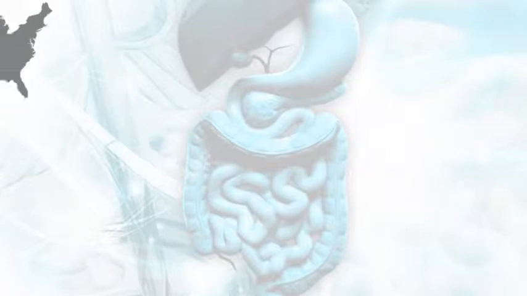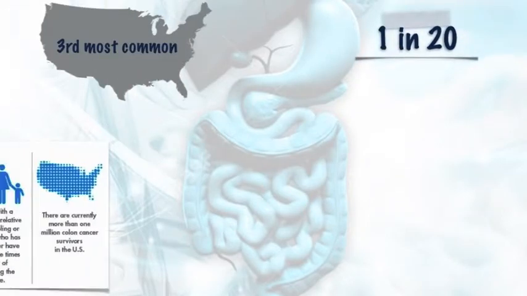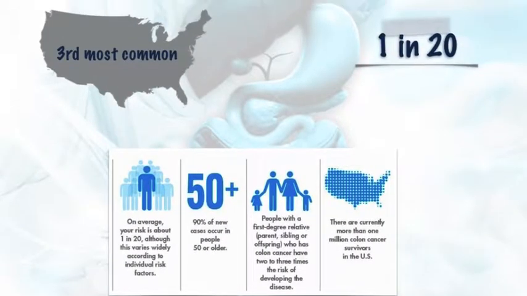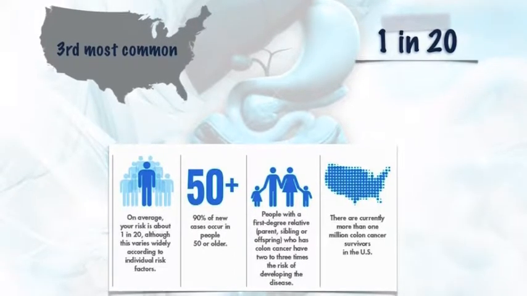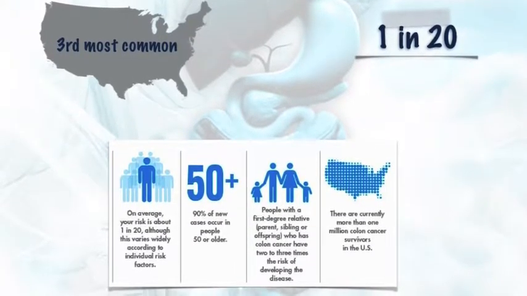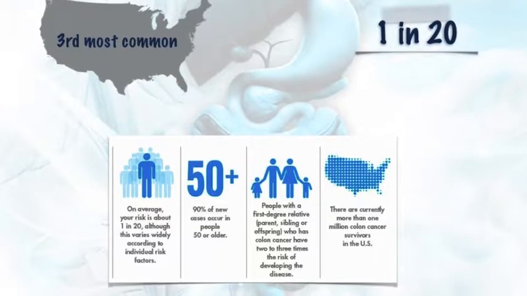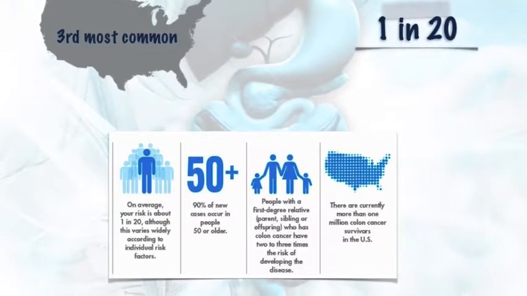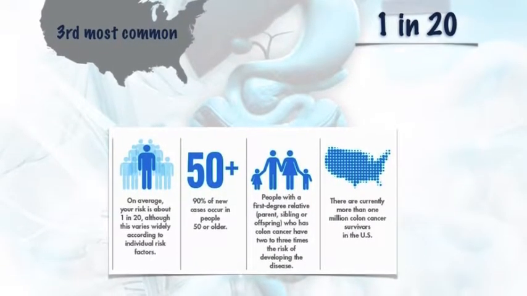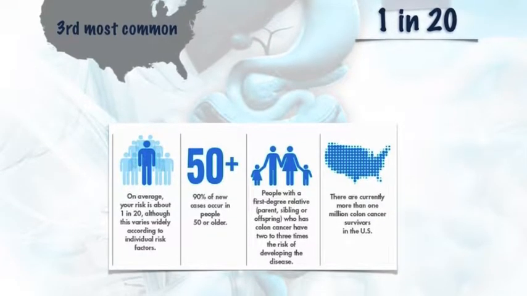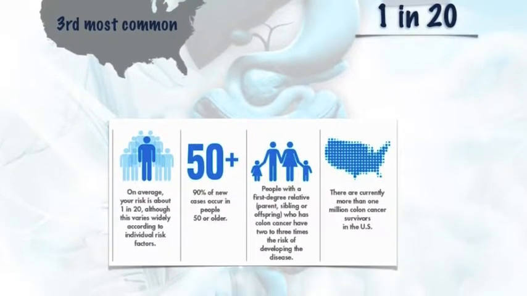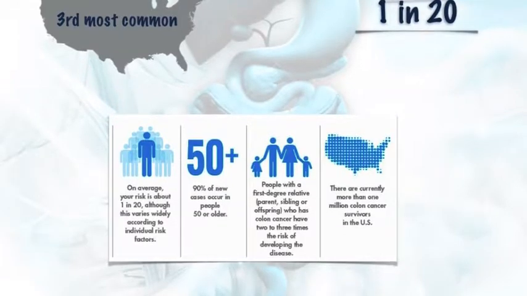Colorectal cancer is the third most common cancer diagnosis in men and women in the U.S. The risk for developing colon cancer is about 1 in 20, and although the number of deaths caused by colon cancer per year has been declining, there are about 50,000 people expected to die from it in 2018. In this video, we will be reviewing the mechanism of colon cancer, focusing on important key players.